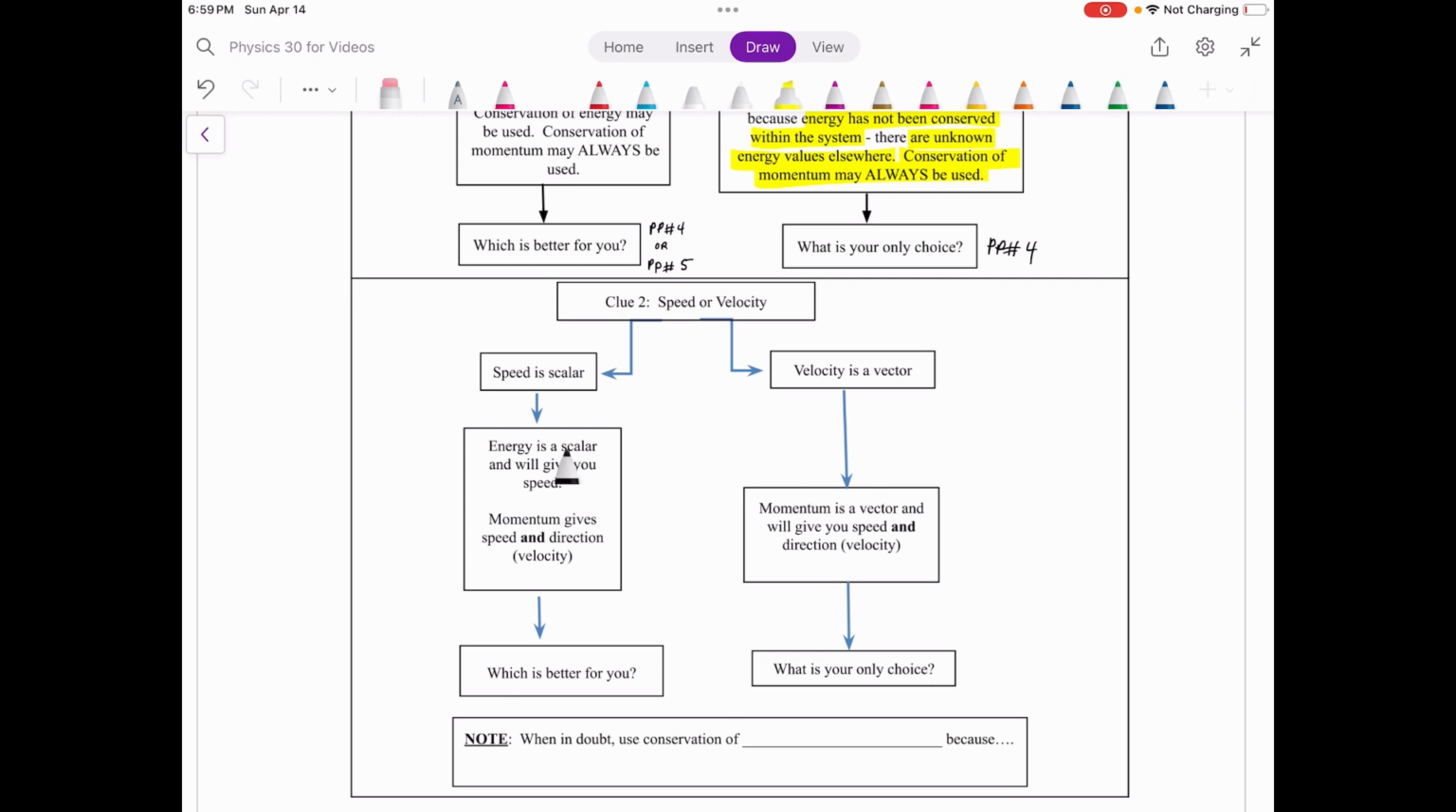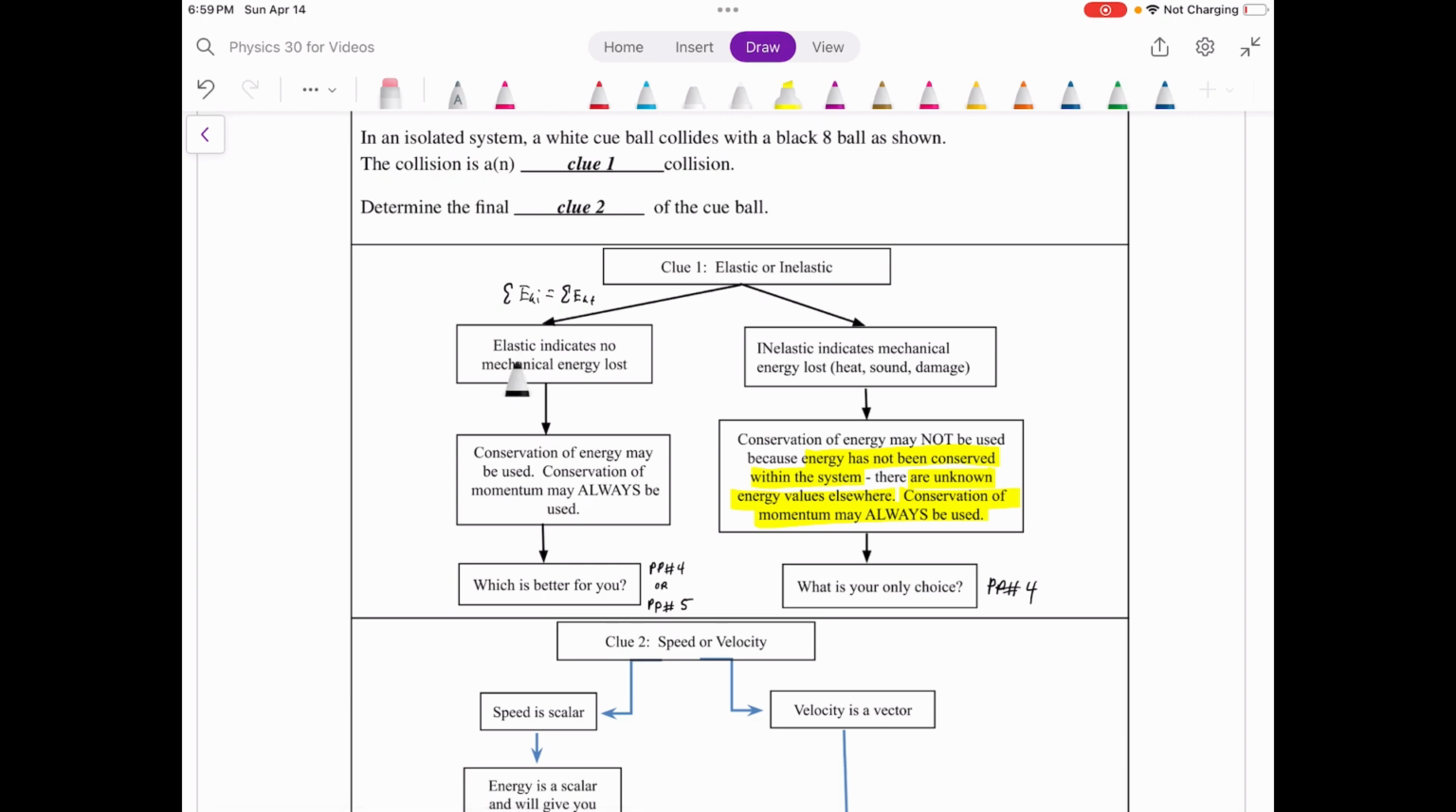Energy is a scalar, so it will not give us direction, right? We know that kinetic energy has no direction, so it can't tell us the direction the object was moving. Momentum will give us both. So if we were asked to find the speed, that's fine. We could get away with using energy as long as we know it's also an elastic collision, right?